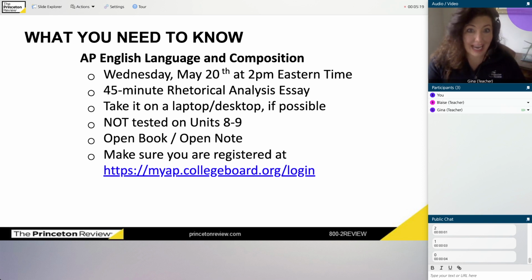So this sounds like it's easy, right? And in some ways it is, because you're only preparing for one type of essay. But here's the downside: your entire AP score is based on this one essay, right? So we have to make sure this one essay is really good. So there's pros and cons to the fact that it's only 45 minutes long, but I think for most people it's a pro.